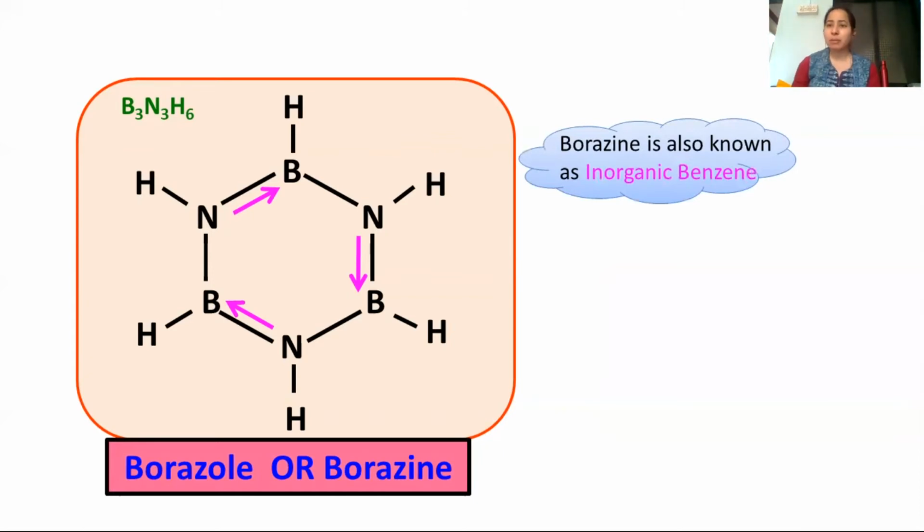You can see borazine will be more reactive because benzene is non-polar, carbon-hydrogen is non-polar, but here between boron and nitrogen the electronegativity difference will be greater, and because of the electronegativity difference we say they are polar in nature. And you can see over here the electrons are more delocalized as in the case of benzene.